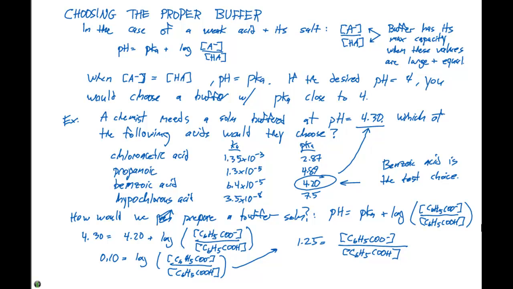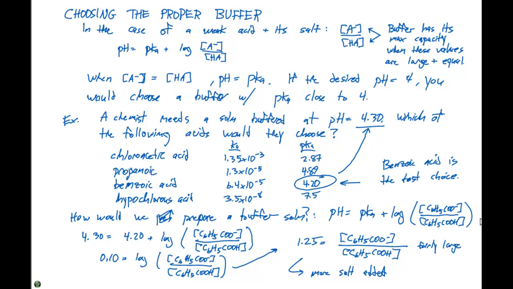Okay, so in this case we're going to prepare this buffer solution, and we need more salt added in that particular solution. So we can really prepare these in any type of ratio, but remember, we want these values right here to be fairly large. So we're not going to prepare a really small concentration, but the ratio of the C6H5COO- ion has to be 1.25 times the concentration of our benzoic acid.